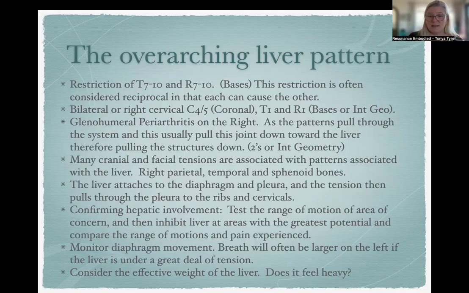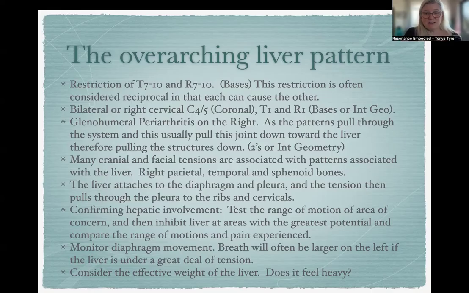Glenohumeral periarthritis on the right side. If the liver is really storing a lot of potential energy and it's really loaded, it's going to pull on all of this stuff and squeeze that humerus into the joint there for the shoulder, and it's going to impact range of motion. It'll feel tighter, all of that kind of stuff. So that's really something to consider when you're seeing that on the right side. I do find that the twos internal geometry are very much helpful for working with this particular issue.